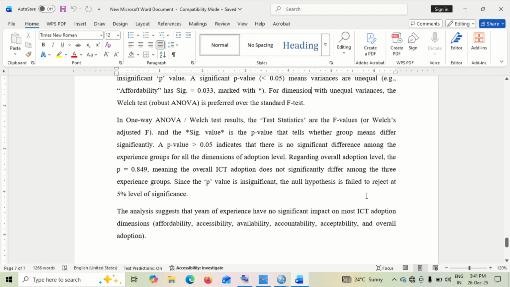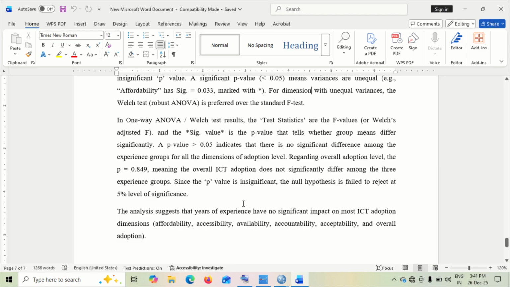In the one-way ANOVA or Welch test result, the test statistics are the F value, or for the Welch test the adjusted F value, and the significance value is the p-value that tells whether the group means differ significantly. A p-value greater than 0.05 indicates that there is no significant difference among the experience groups for all the dimensions of adoption level. Regarding overall adoption level, p is equal to 0.849, meaning overall ICT adoption does not significantly differ among the 3 experience groups. Since the p-value is insignificant, the null hypothesis fails to be rejected at the 5% level of significance.